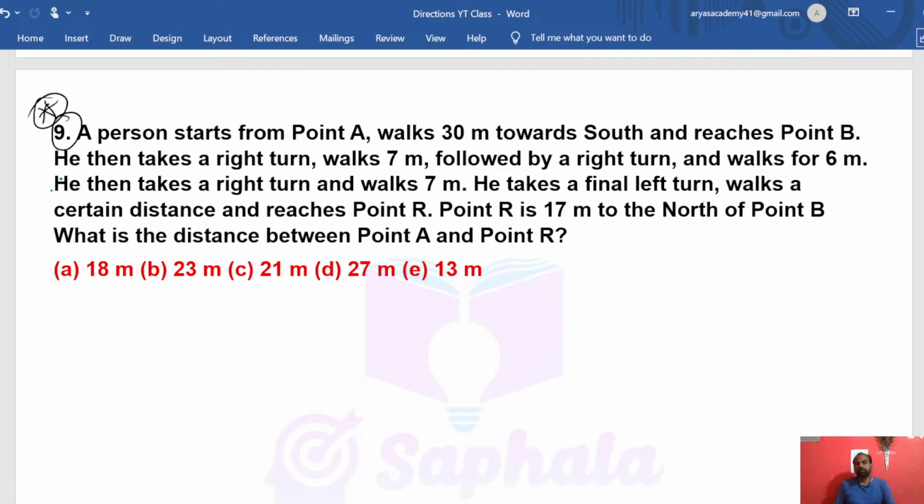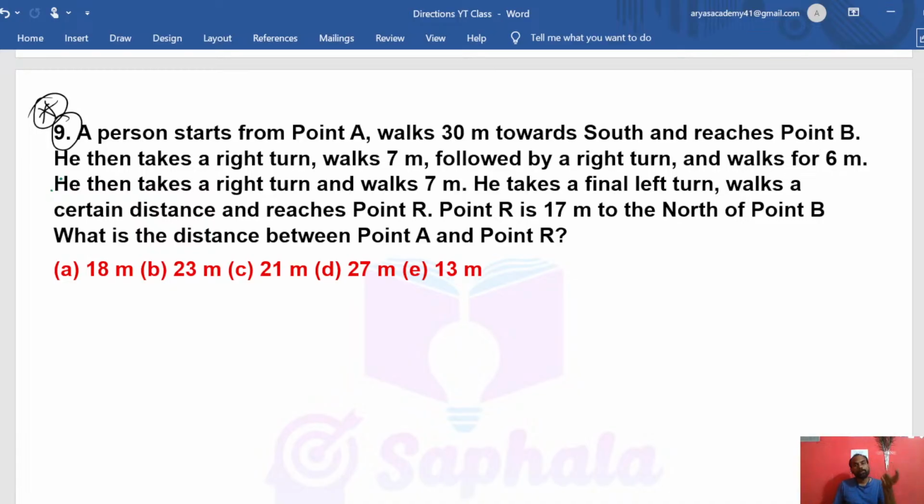A person starts from point A, walks 30 meters towards south and reaches point B. He then takes a right turn, walks 7 meters, followed by another right turn, walks for 6 meters. He then takes another right turn, walks for 7 meters. He takes a final left turn this time, walks a certain distance, the exact distance is not known, but he has gone for some distance and reached point R, but they have not mentioned how many meters it was. Okay, but he reached a point which is known as R.